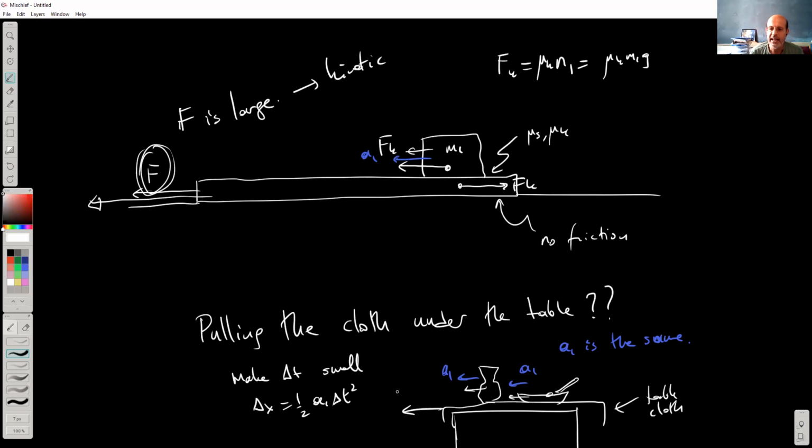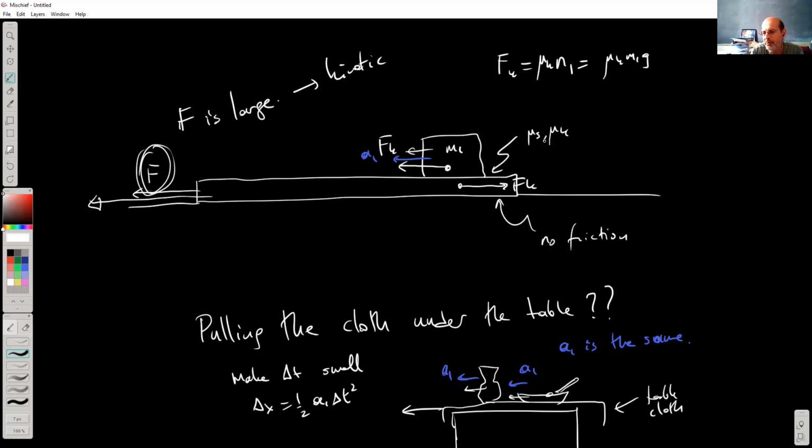You would like to make this delta t small, and you can do this by making this force as large as possible, right? You just need to pull this quickly. That's the trick in there. If you pull it slowly, then everything falls down. If you do it quickly, then everything will be okay.